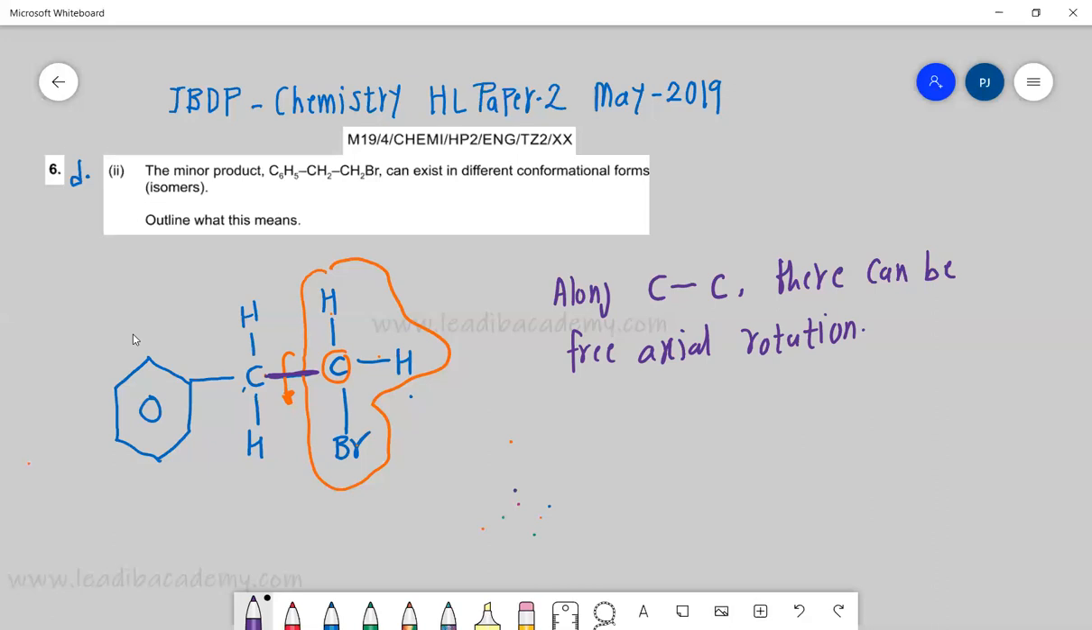Right now let's say the hydrogens are 1, 2, and 3. After some time, maybe the Br will go up, H1 may be at the H2 position and H2 will be like this. So you will keep on getting different conformational isomers. Whatever the different arrangements are, they are called conformational isomers.